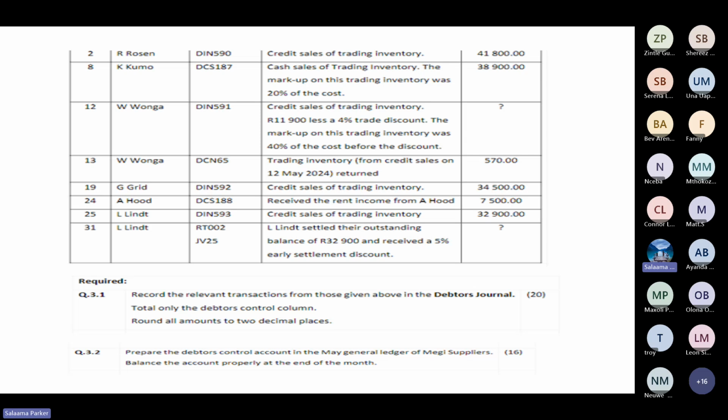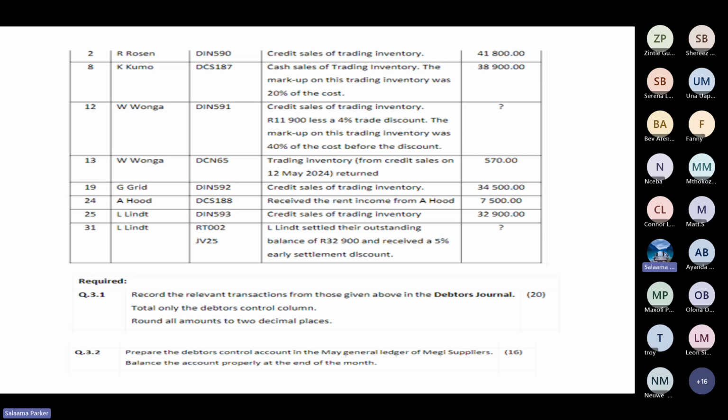So in this past paper, this is what they require the students to do. Record the relevant transactions given in the debtor's journal. Total only the debtors control column and round all amounts to 2 decimal places. So can you see how important it is for you to read the instructions carefully? Okay, and then question 3.2, prepare the debtors control account in the general ledger and balance the account properly at the end of the month.